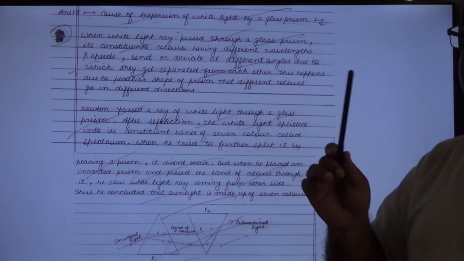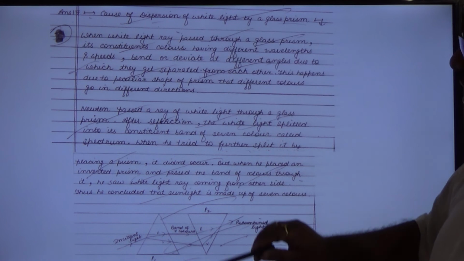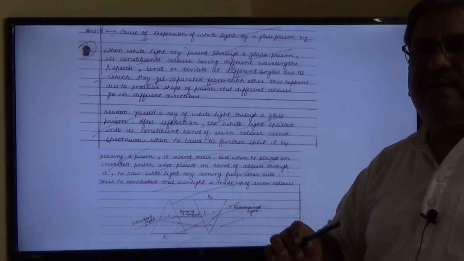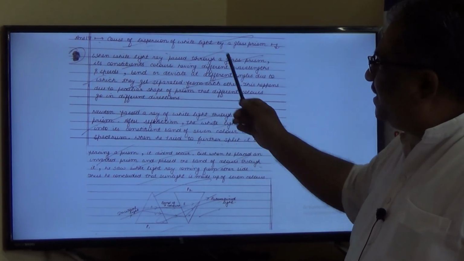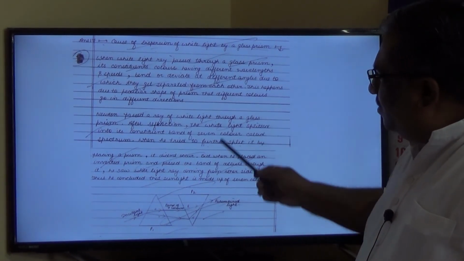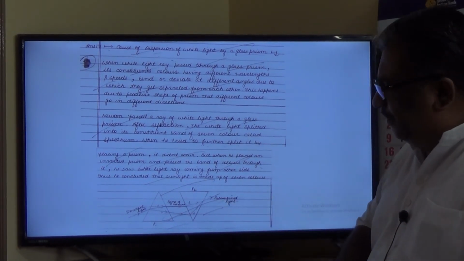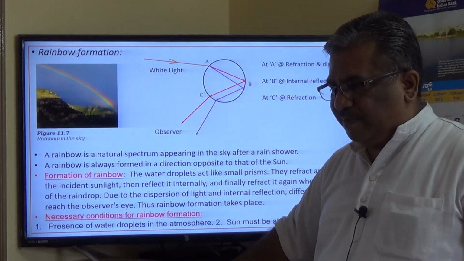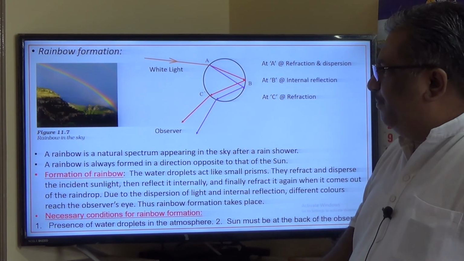The only thing is reading the question carefully and splitting your answers into different parts according to the question asked, and writing with proper explanation without much scratches. It's quite a good explanation by the topper, isn't it? Okay, fine. So we answered one question and went through the topper's answers. Next we'll see the rainbow formation.